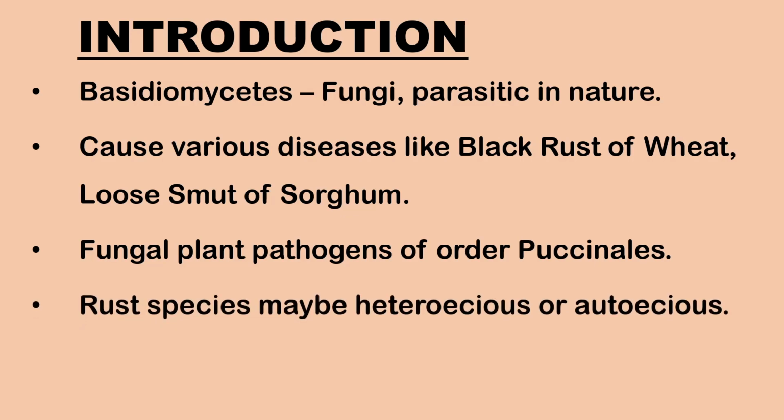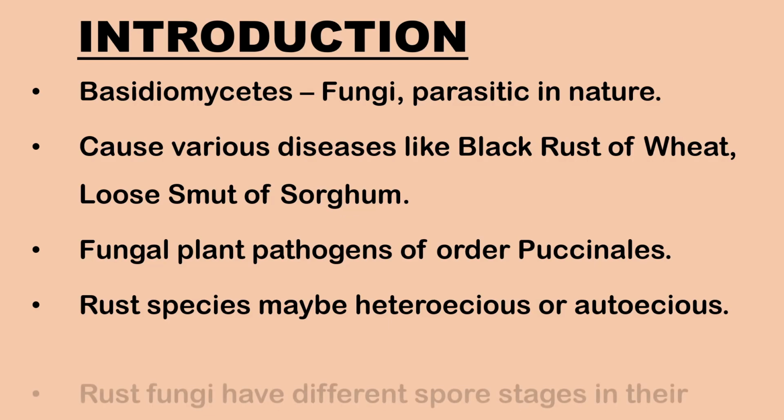Some rust species are heteroecious and require two unrelated hosts to complete their life cycle. One is the primary host and the other is the alternate host. Example, Puccinia graminis prefers Triticum aestivum, wheat, and Berberis vulgaris, barberry, as its two host plants. Some rust species are autoecious and require only a single host to complete their life cycle. They commonly attack asparagus and coffee plant.